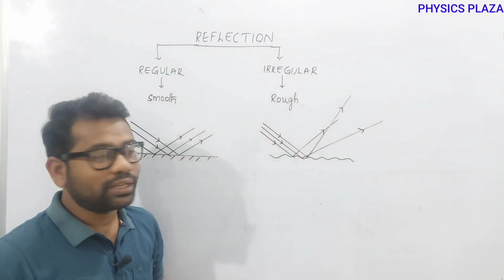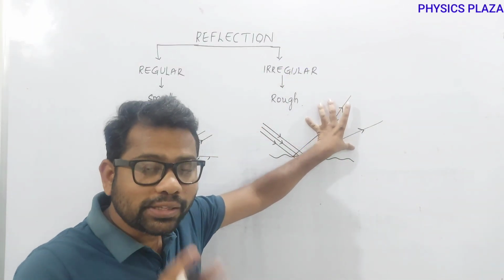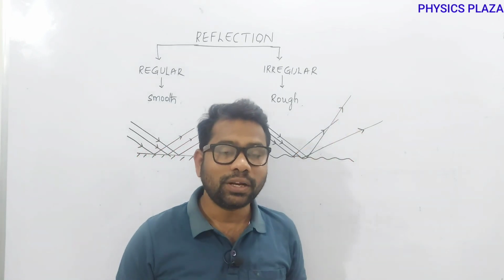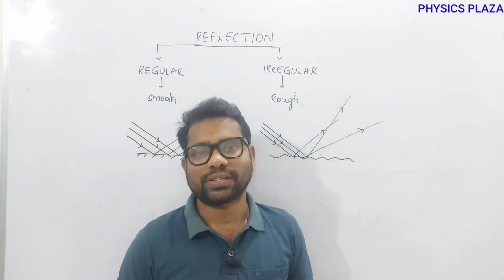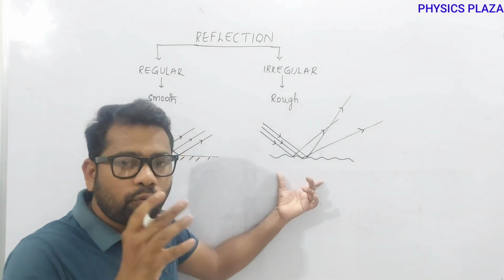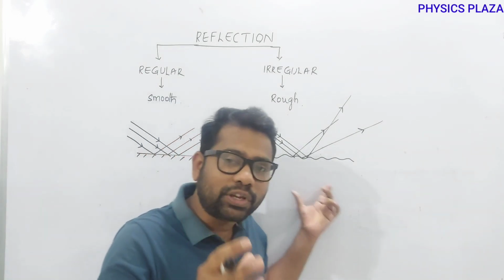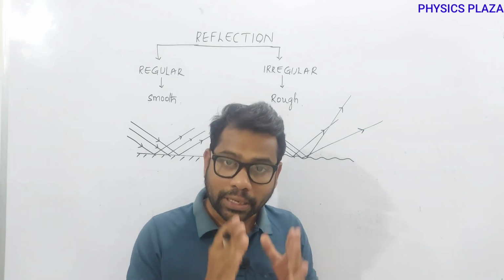If you can see, children, the reflected light rays, what is happening? Are they parallel to each other? No, they are not parallel to each other. They are scattered in all directions. Such a reflection we can call irregular reflection.